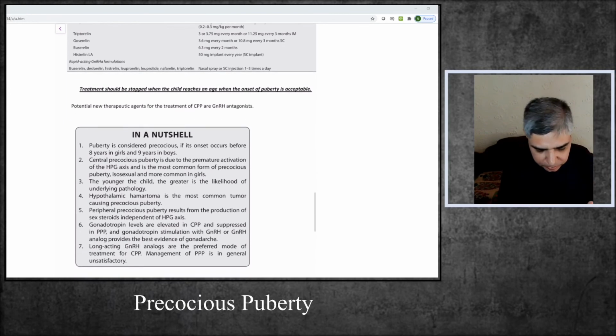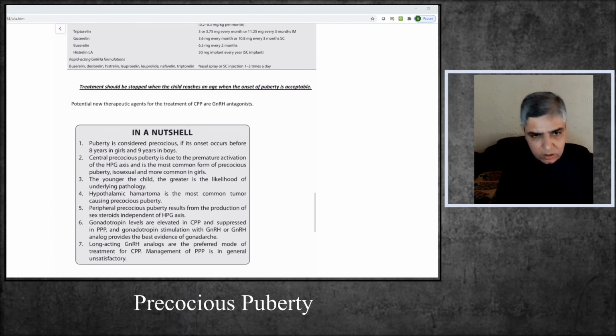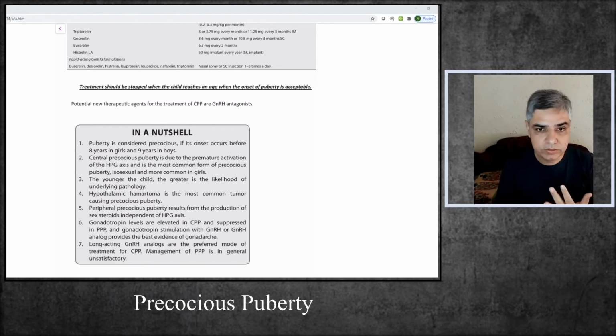So in a nutshell, to summarize all this, remember, precocious puberty is if puberty develops before 8 years in girls, 9 years in boys. Remember, central precocious puberty is because of premature activation of the hypothalamic pituitary axis, increase in gonadotropin releasing hormone, and is more common in girls. The younger the kids where the precocious puberty develops, remember, the higher the chances of finding an underlying organic reason for that, or underlying pathology.